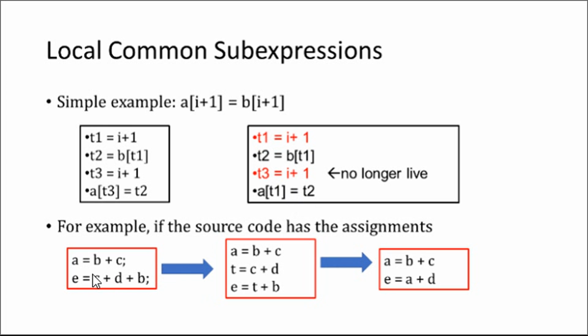Look at the same thing. Here A is equal to B plus C, and D is equal to C plus D plus B. Means we are computing B plus C here also and B plus C here also. If we apply a general three address code, then we get these statements: A is equal to B plus C, T is equal to C plus D, and the value of T will be added with B. Then we can rewrite the code like this: A is equal to B plus C and E is equal to A plus D.